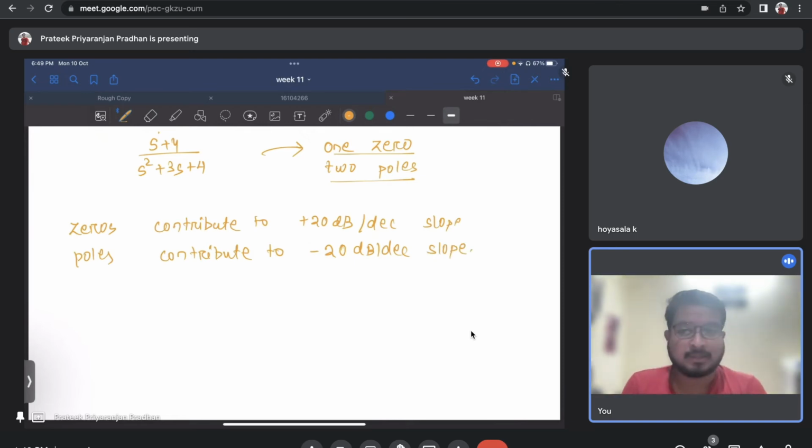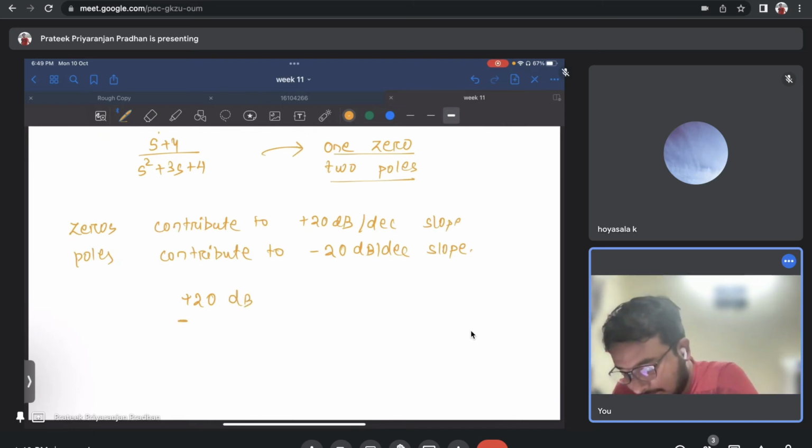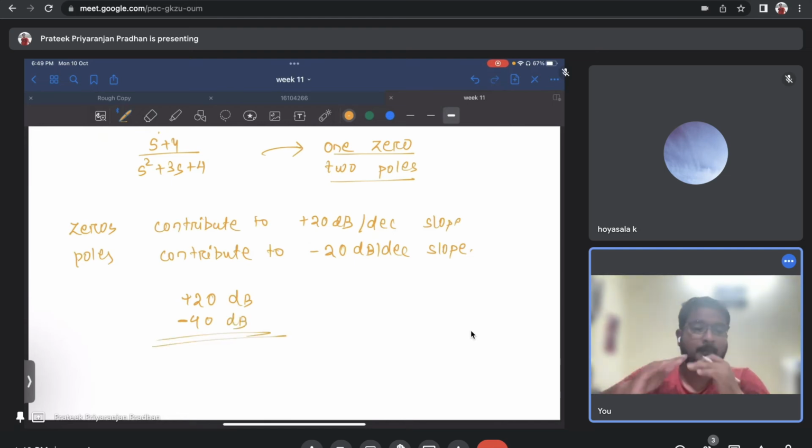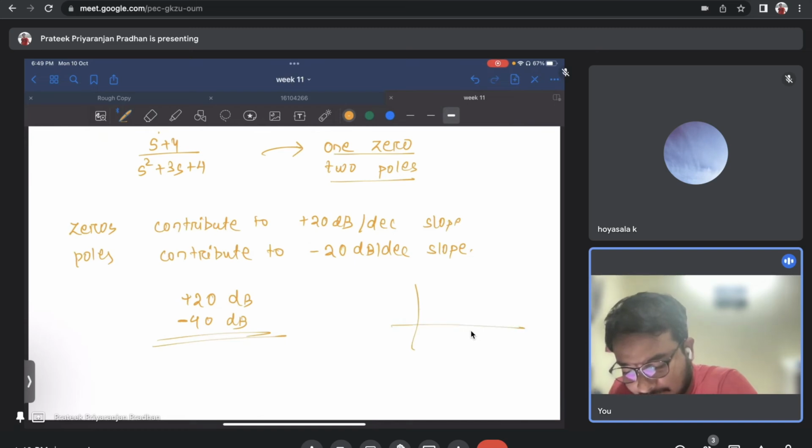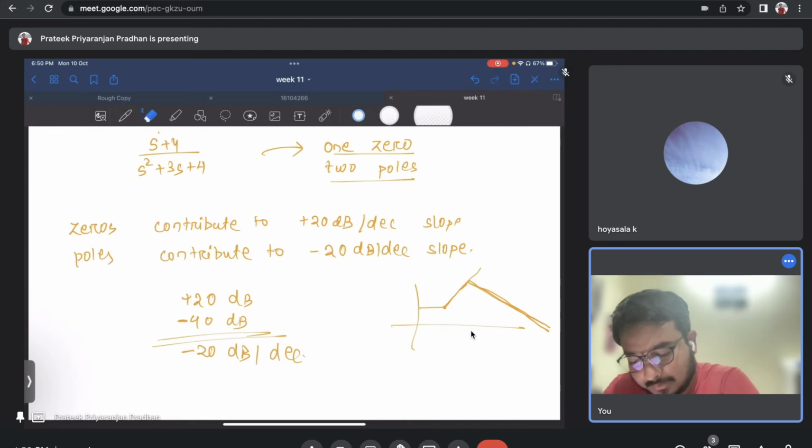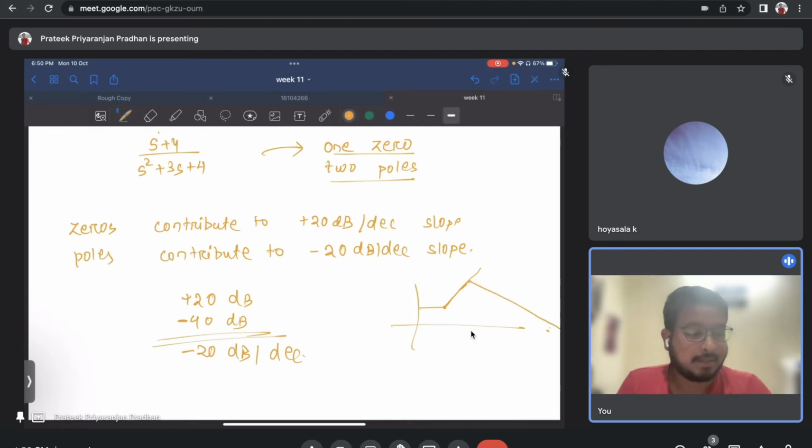At high frequency, the zero will contribute plus 20 dB, and there are two poles, which contribute negative 40 dB. Ultimately the Bode diagram is constant at first. Assume the zero appears first, so it's plus 20 dB. Then the two poles happen, so it goes from plus 20 to minus 20 dB per decade. So that's why it will be contributed as minus 20 dB per decade. Is it clear, or should I explain it again?